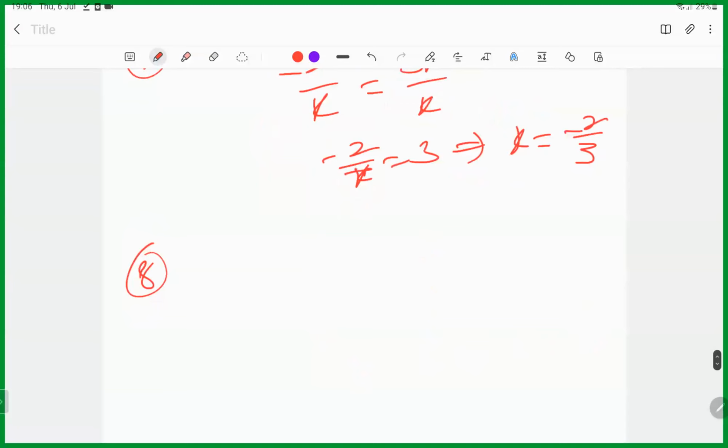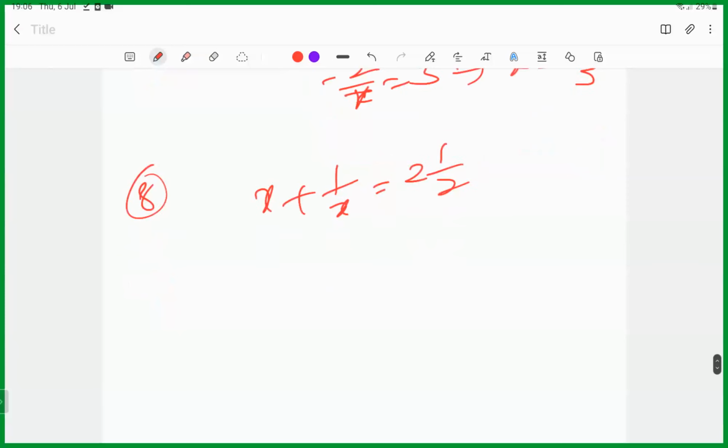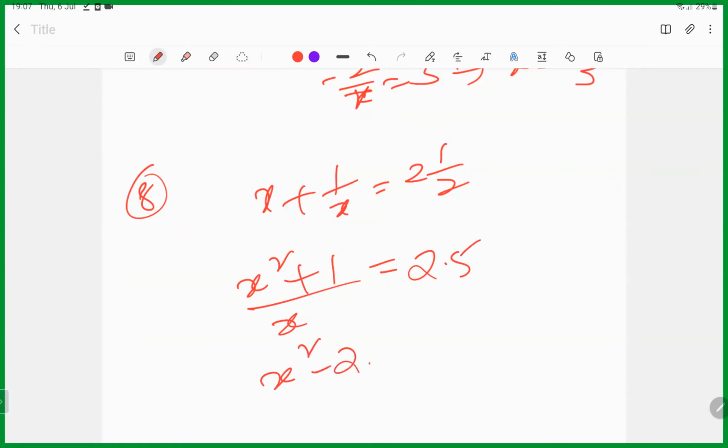So what is the eighth question? If the sum of a number and its reciprocal is 2 1 by 2, what are the numbers? So what's the equation? x plus 1 by x equal to 2 1 by 2. The sum of the number with its reciprocal equals 2 1 by 2, which is 2.5, right? If you take the LCM, x square plus 1 equal to 2.5x, so x square minus 2.5x plus 1 equal to 0.